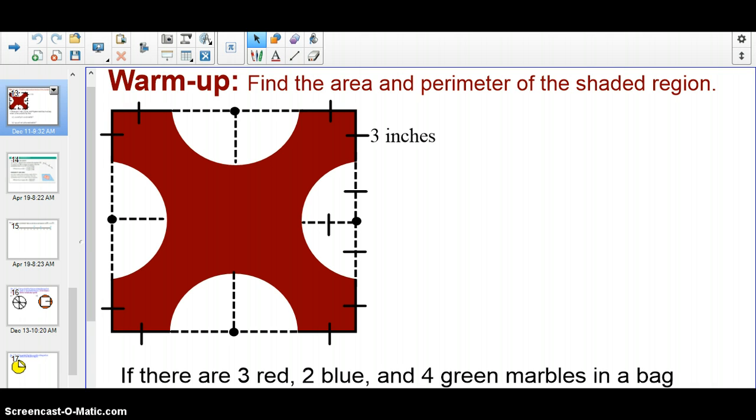You're supposed to find the area and the perimeter of the shaded region. I'm going to go ahead and put the answers up on the board.